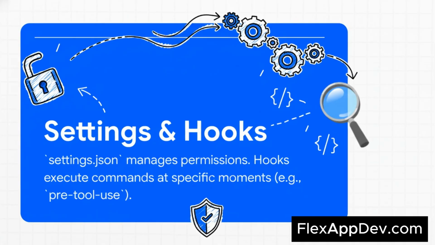And finally, let's talk about the ultimate layer of control, settings.json and hooks. Think of settings.json as your master control panel for security and permissions. It's where you decide exactly what Claude can and can't do. Can it run bash commands? Can it edit files? You decide. And hooks take that automation one step further. They let you execute commands at very specific moments, like, say, right before a tool is used, which is perfect for protecting credentials or setting up a temporary environment.